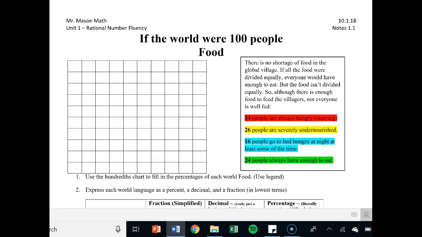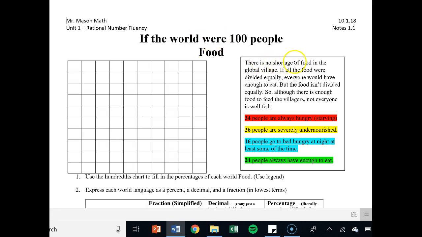So, we've got this idea that this world is made up of billions upon billions of people, and everyone is unique in a different way. If we were to change that so that the world were only 100 people, we could start breaking stuff down for us to see just how unique everybody is. So, let's talk about food.